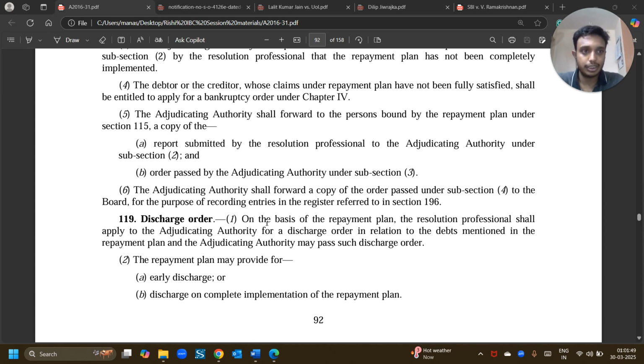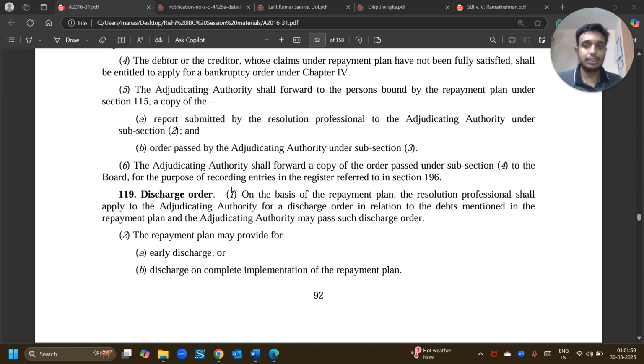Now, the order will be passed by the adjudicating authority. What will the order say? It will basically say that the debtor or creditor whose claims under the repayment plan have not been fully satisfied shall be entitled to apply for bankruptcy under Chapter 4. So, that is what the order of the adjudicating authority will be, passed basis the report of the RP.